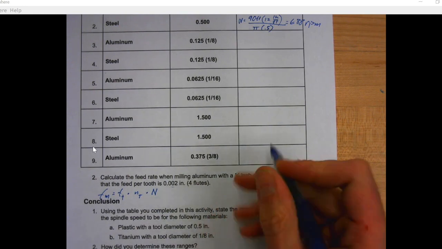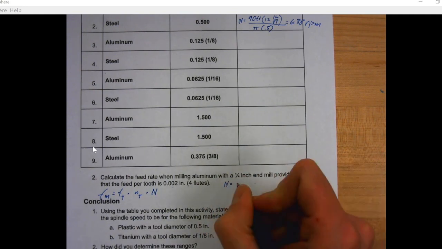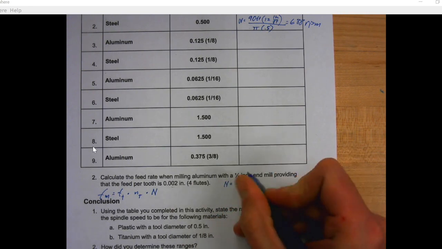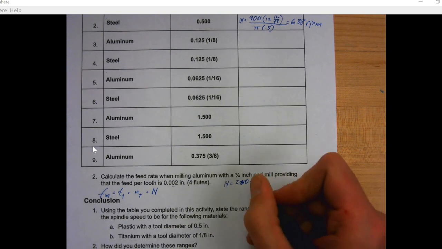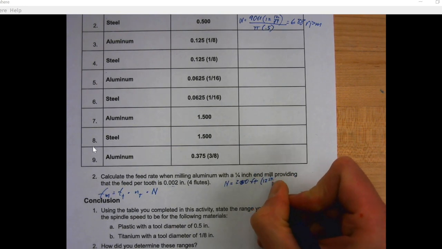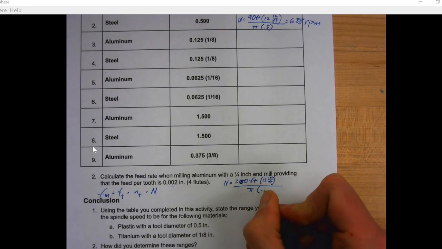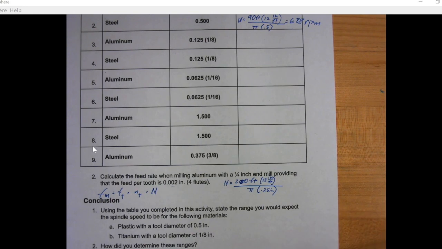So you're going to take the formula that we were just working with, and we're working with aluminum, so that's 250 feet, and that's our cutting speed. And then we have our conversion, which is 12 inches in 1 foot. And then we have pi, and it's a 1/4 inch end mill, so that would be 0.25 inches. All right, so this is going to give us N.